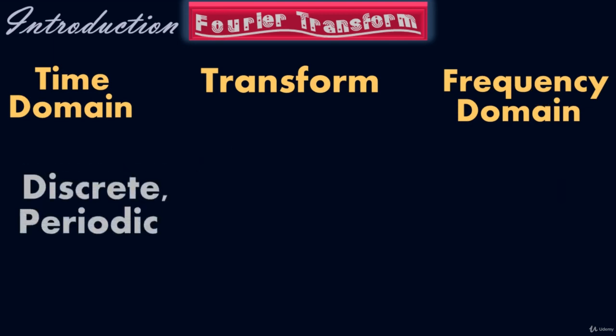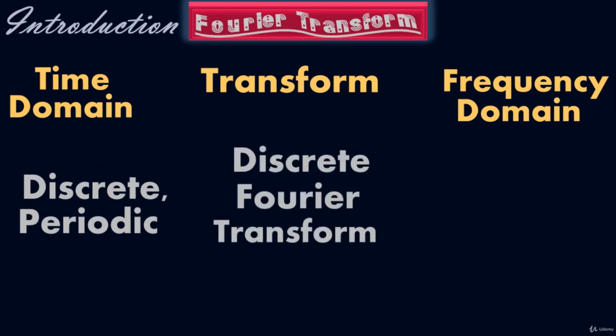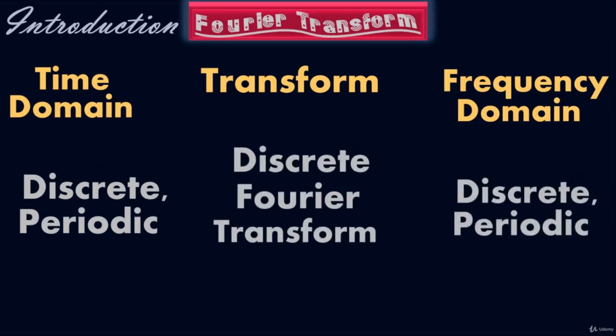But what if the signal is discrete but this time periodic in time domain? We're going to use discrete Fourier transform to get a discrete and periodic signal in frequency domain. We just saw that if the source signal is discrete and non-periodic, we use discrete time Fourier transform. But what if the signal is in discrete form and it is periodic in time domain? Then we're going to use discrete Fourier transform to get the same discrete and periodic form in frequency domain.